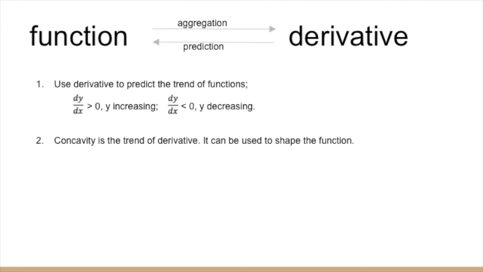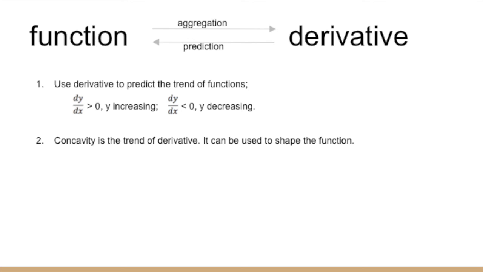A function is the aggregate of a derivative. By looking into the derivative, we can learn a lot about the function's trend in a certain domain. When the derivative is positive, the function goes up. When the derivative is negative, the function goes down. Concavity can be used to shape the function. We can use concavity to predict a location of an inflection point.